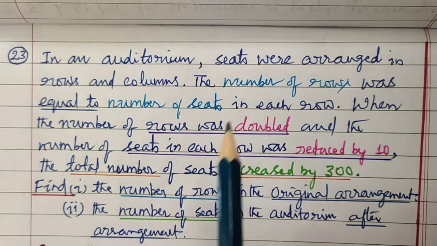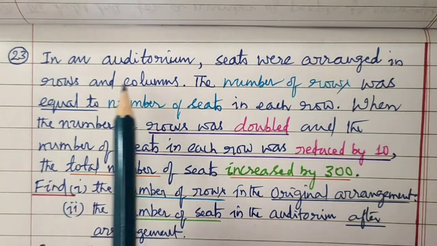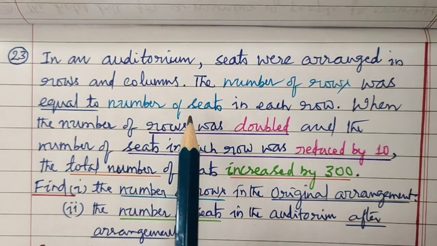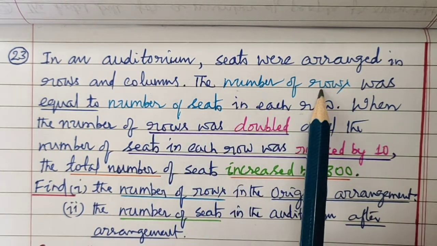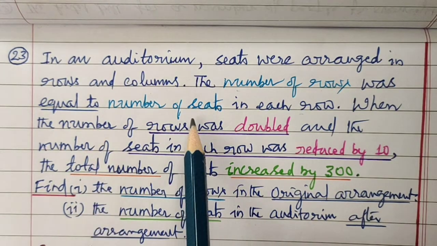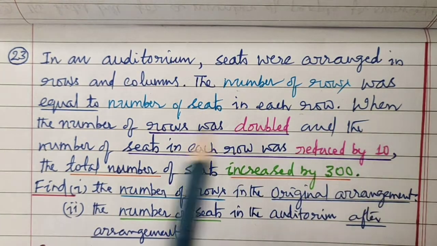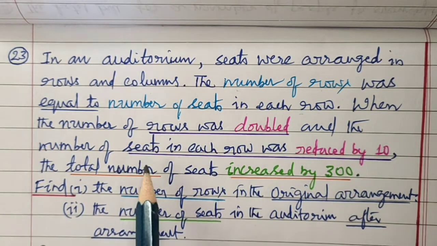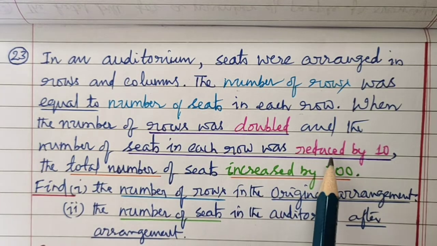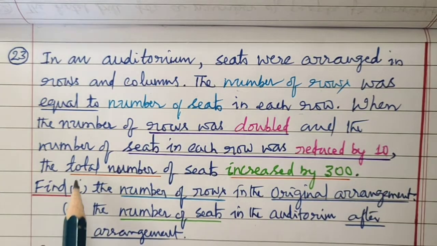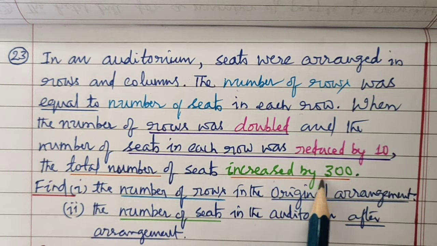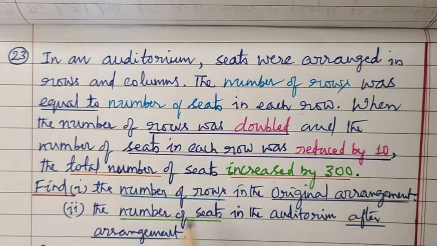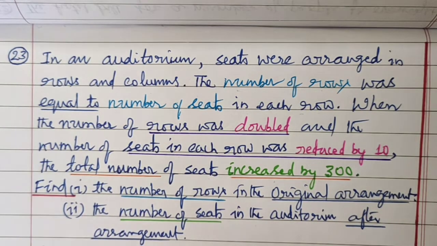In an auditorium, seats were arranged in rows and columns. The number of rows was equal to the number of seats in each row. When the number of rows was doubled, and the number of seats in each row was reduced by 10, the total number of seats increased by 300. Find the number of rows in the original arrangement and the number of seats in the auditorium after the arrangement.